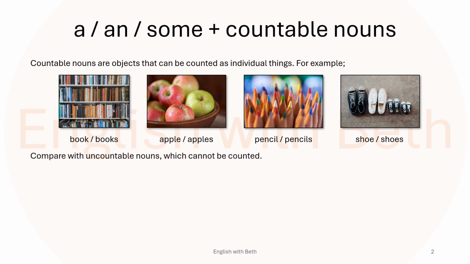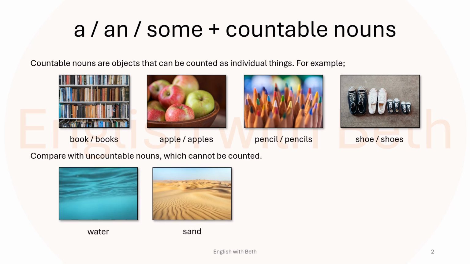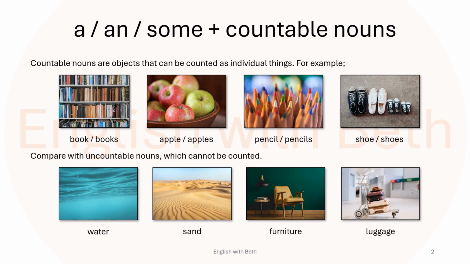Compare this with uncountable nouns, which cannot be counted, such as water, sand, furniture, and luggage. So these nouns you cannot make plural. You cannot have one furniture and two furnitures. It is an uncountable noun, therefore the only form is furniture.